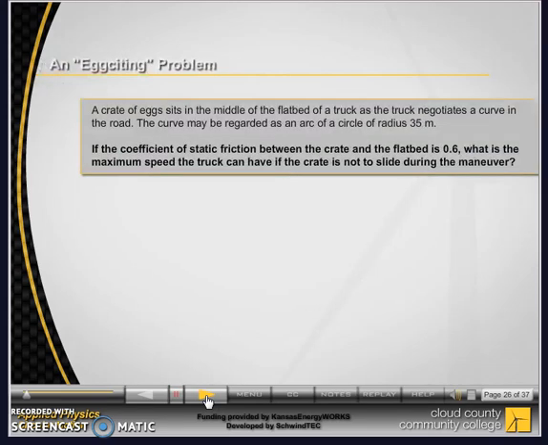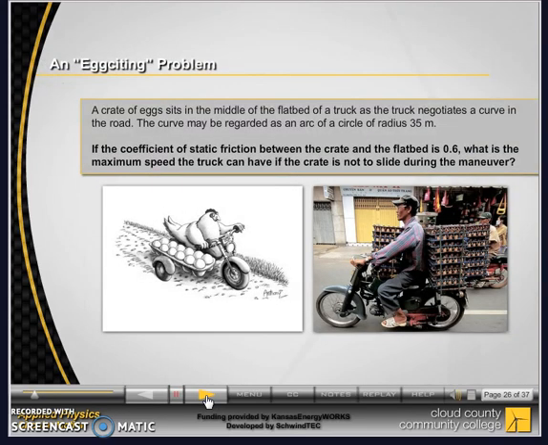A crate of eggs sits in the middle of the flatbed of a truck as the truck negotiates a curve in the road. The curve may be regarded as an arc of a circle of radius 35 meters. If the coefficient of static friction between the crate and the flatbed is 0.6, what is the maximum speed the truck can have if the crate is not to slide during the maneuver? The solution to the problem is on the next page.